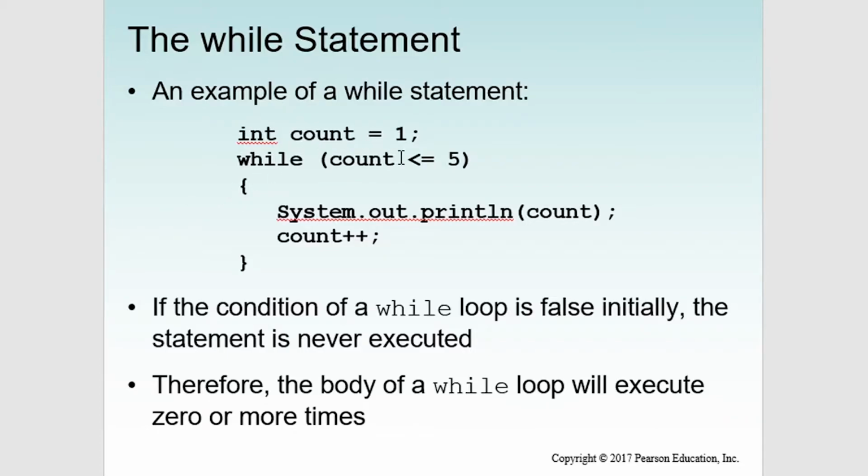An example of a while statement. Int count. While count is less than 5. System out print line count. So what they're doing here is they're using a while loop to execute a statement a specific number of times. It is actually better to use a for loop to do something like this. The for loop is set up to handle the situation a little better. If the condition of the while loop is false initially, the statement is never executed. Therefore, the body of the loop will execute 0 or more times.